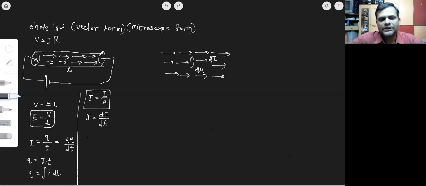And because of this only, the current flowing through a small area will be equal to the current density into that area itself, dA here. So if there is a small area dA and the current density is J in that region, then at that point, how do we find how much current is going through this whole area?